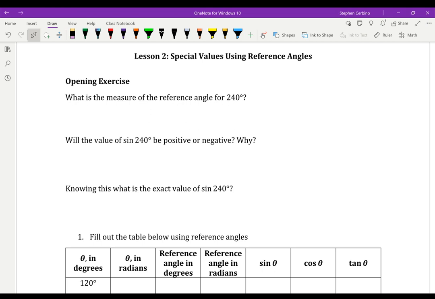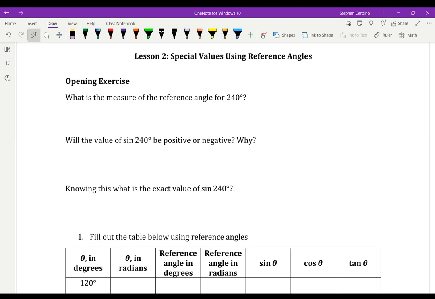So the opening exercise I would like you to try real quick on your own. Take a minute here, pause the video, and try the opening exercise. All right, so welcome back. Hopefully you paused the video and actually tried this yourself and you're not just watching me do it.